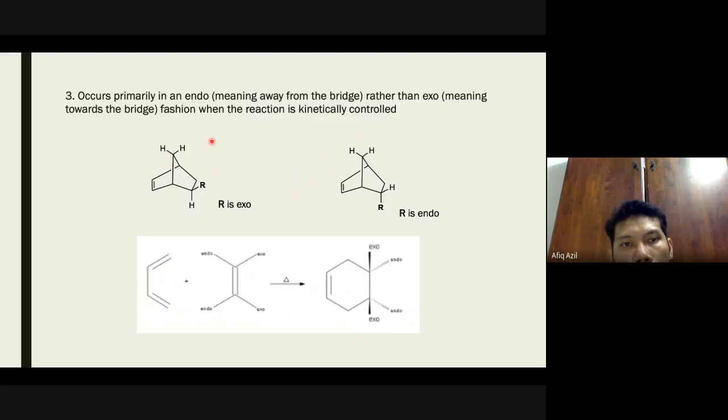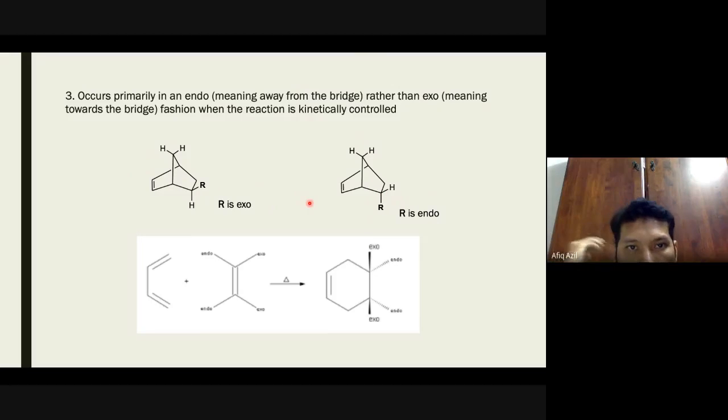Then it occurs primarily in an endo orientation. This is in regard to when it has two rings. It occurs primarily endo, meaning away from the bridge, rather than exo, which is towards the bridge. So here you have exo, meaning away from the bridge. This is the bridge. Endo is towards the bridge. Sorry, endo is away from the bridge, and exo is towards the bridge.